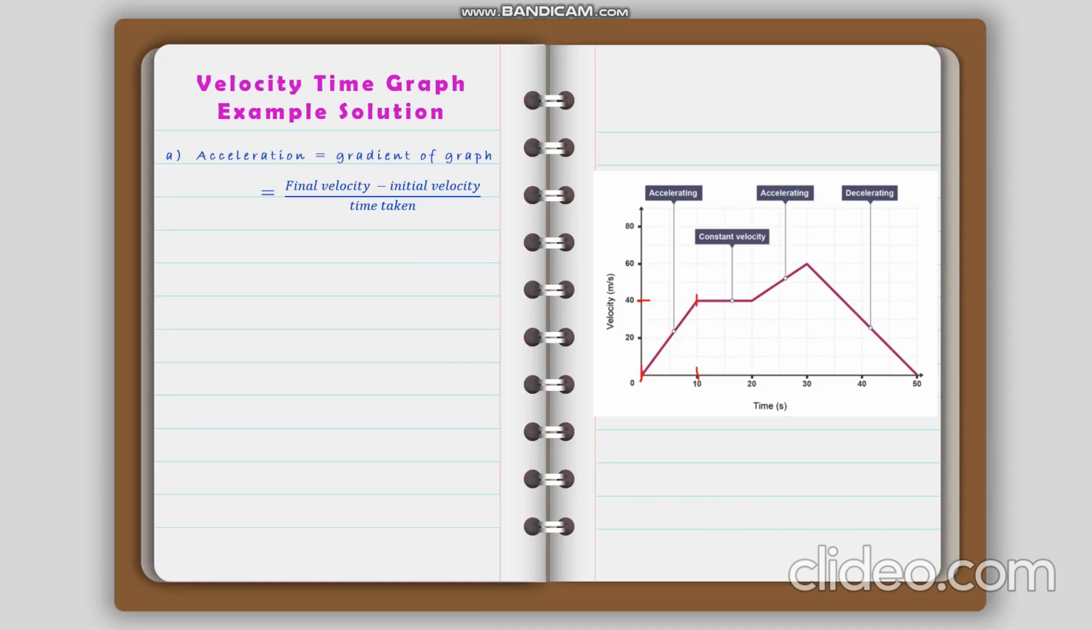So substituting those values into the equation, we have 40 meters per second minus 0 meters per second, the initial velocity, divided by 10 seconds, that is the time taken to increase to the final velocity of 40 meters per second. So if we work through, we get 4 meters per second squared as the acceleration during this time.